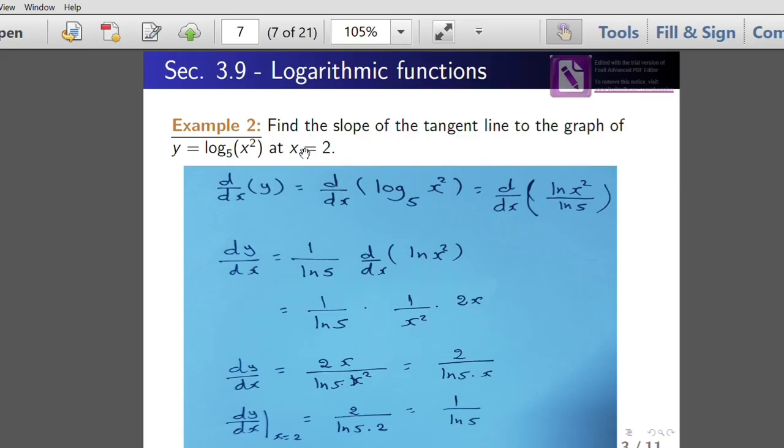We need to evaluate it when x is equal to 2. So we need to replace this x by 2. So dy over dx when x is equal to 2 will be equal to 2 over ln 5 multiplied by 2. Then you can cancel this 2 with this 2. You are left with 1 over ln 5.